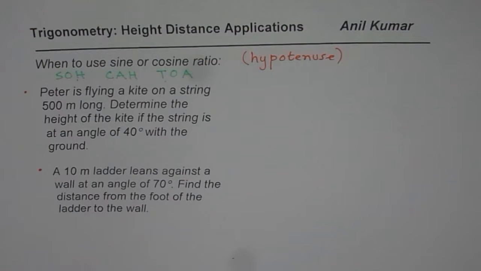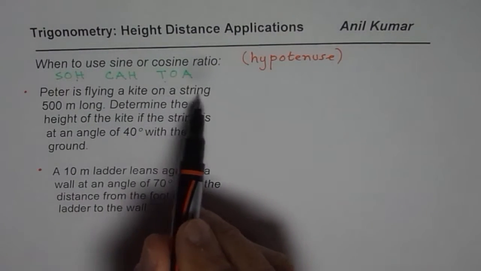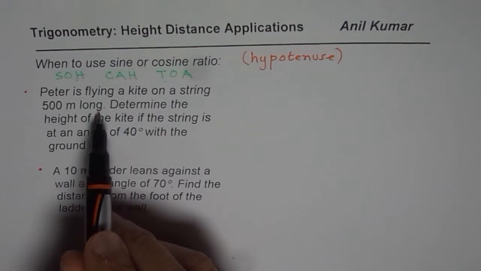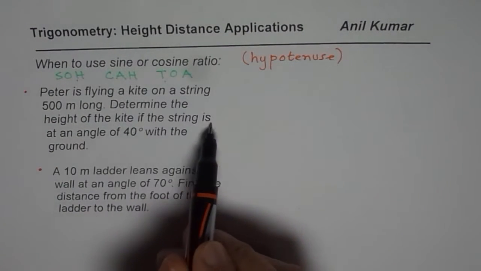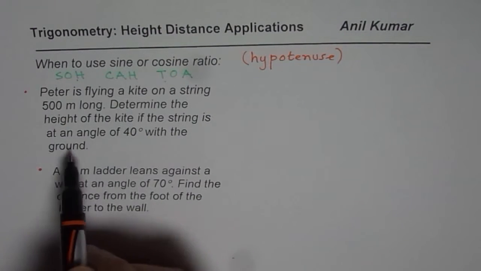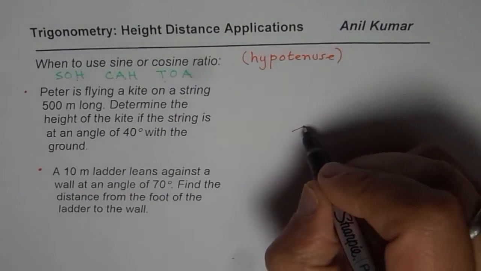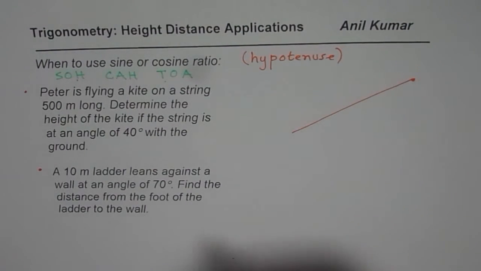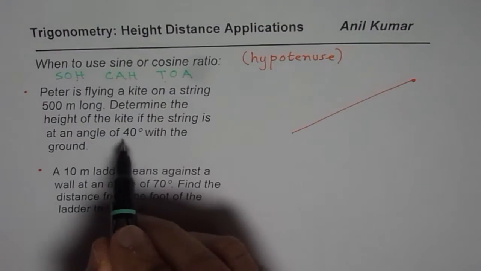So we have two examples here in which we'll not be using the tan ratio, but we'll be using sine and cosine. They will help you appreciate when to use which ratio. We have already done a couple of examples where the tan ratio was used. So let's go through the first one. It says, Peter is flying a kite on a string 500 meters long. Determine the height of the kite if the string is at an angle of 40 degrees with the ground. So basically the string is given to us, which is 500 meters long. That means the hypotenuse is given to us.